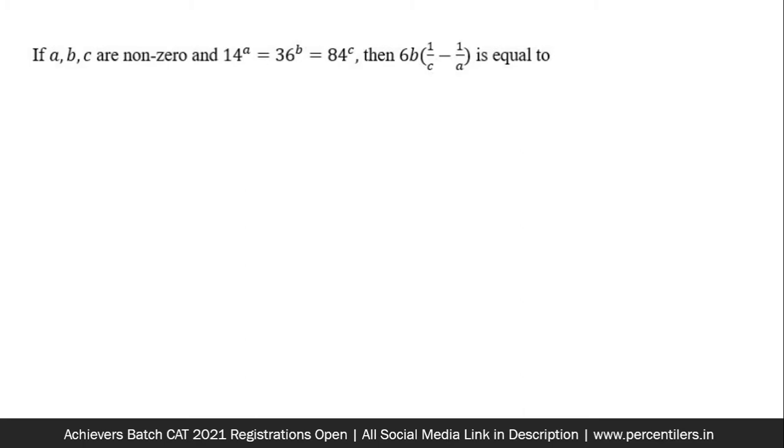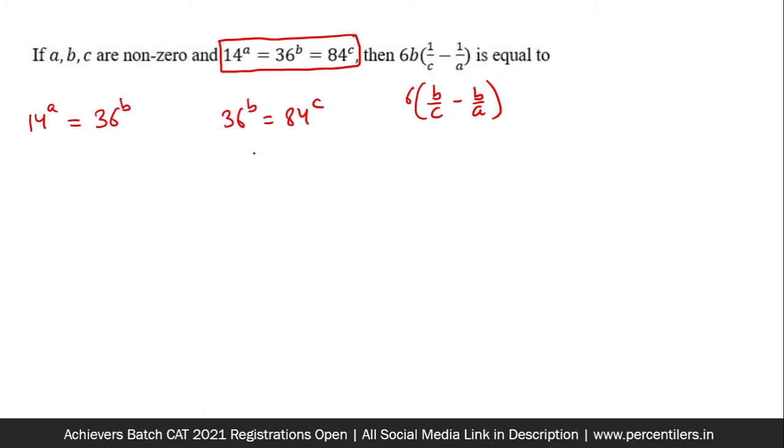Nice question focusing on the laws of indices. So hope you gave an honest try to the question. Since we need to know the value of b by c minus b by a, I am going to concentrate here. Since a, b, c are all the exponents, the powers, it's not that simple to get them into fraction. So I'm going to take two equations one at a time. One is this and the other is this. We have to express b by c.